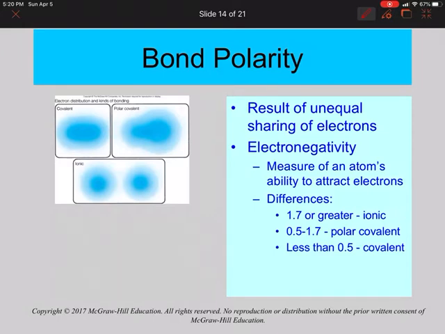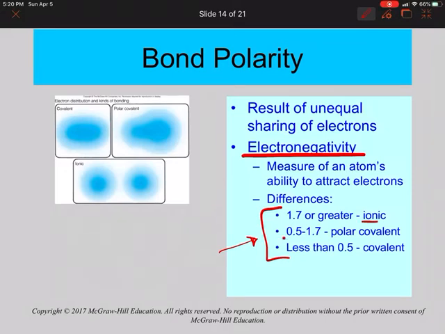Okay, now we are on bond polarity. Polarity is going to ask you on some of the questions on your homework whether it's considered to be covalent, polar covalent, or ionic. And it's all based on this electronegativity word. And this information right here is going to be needed in order to do that homework.